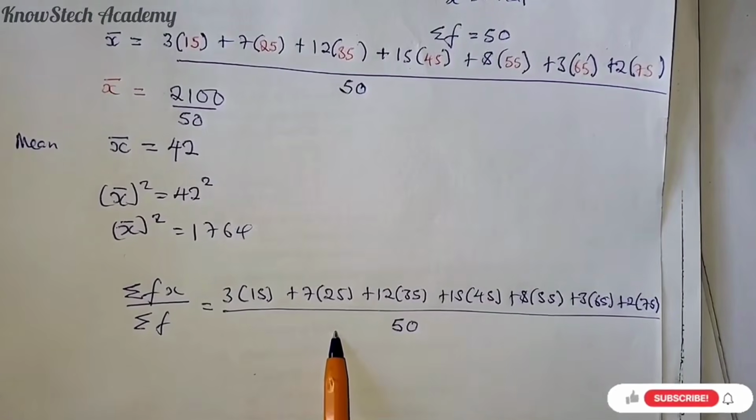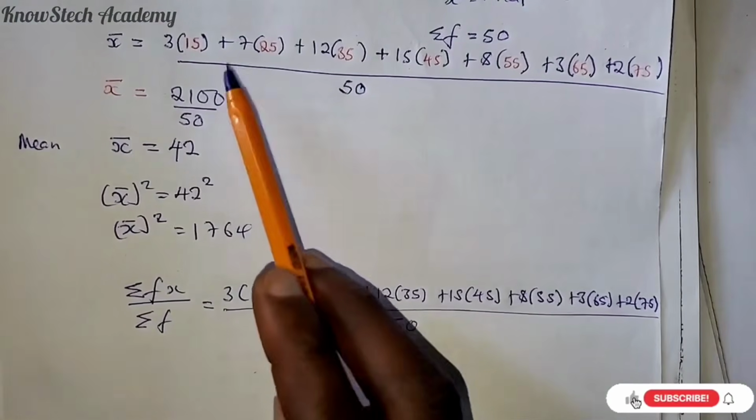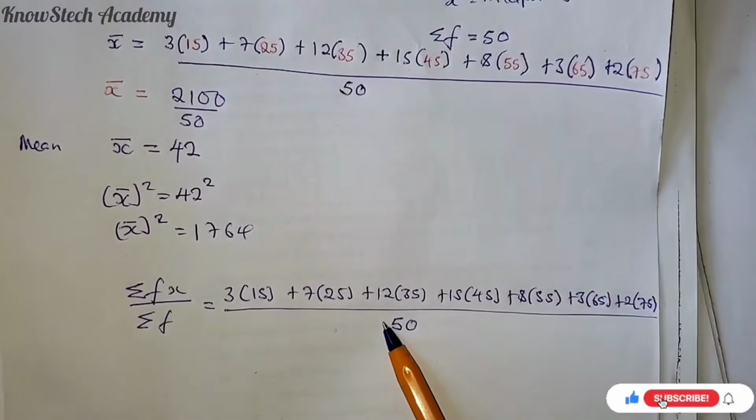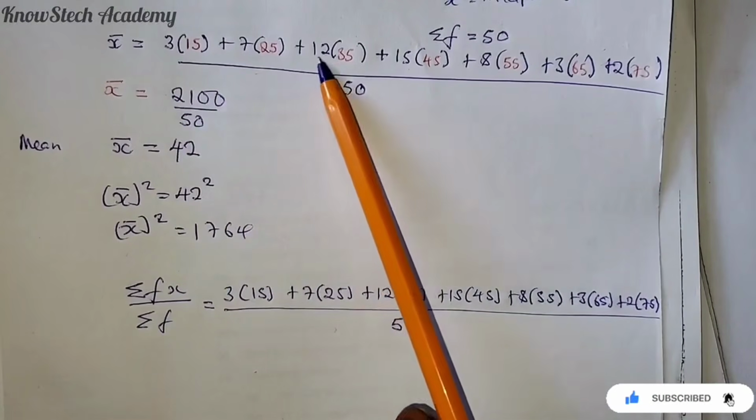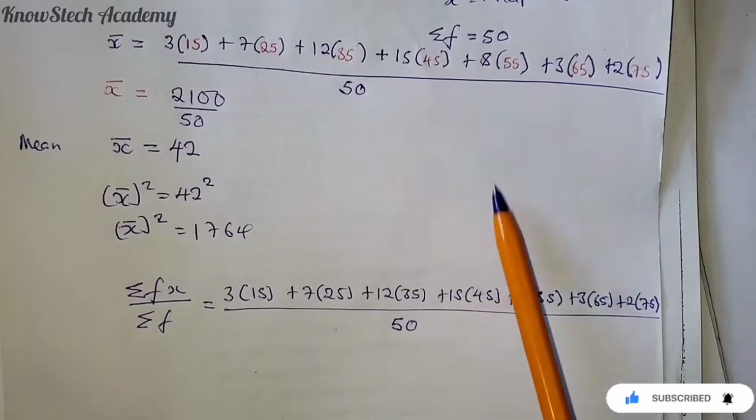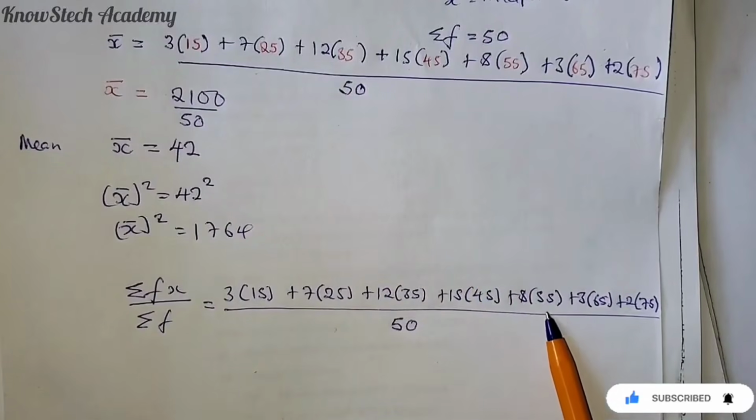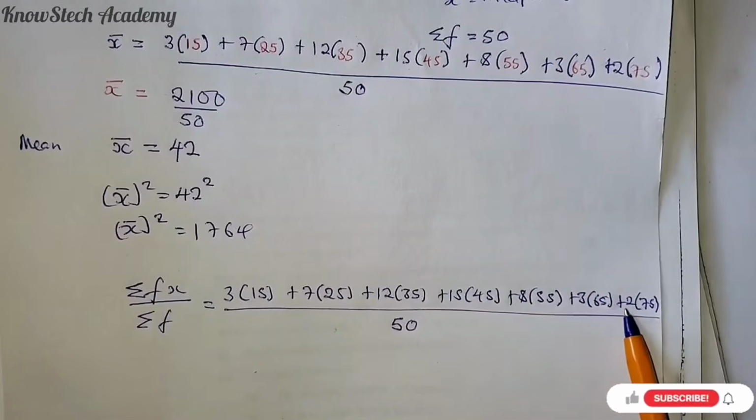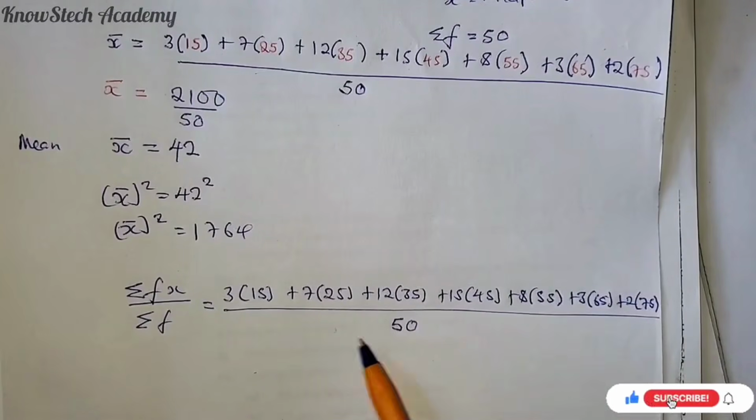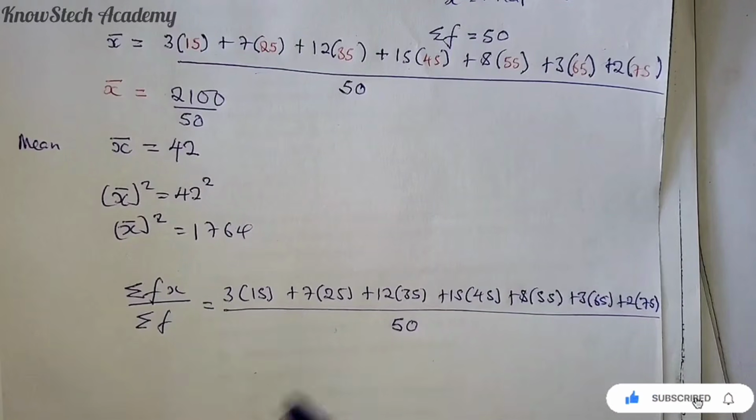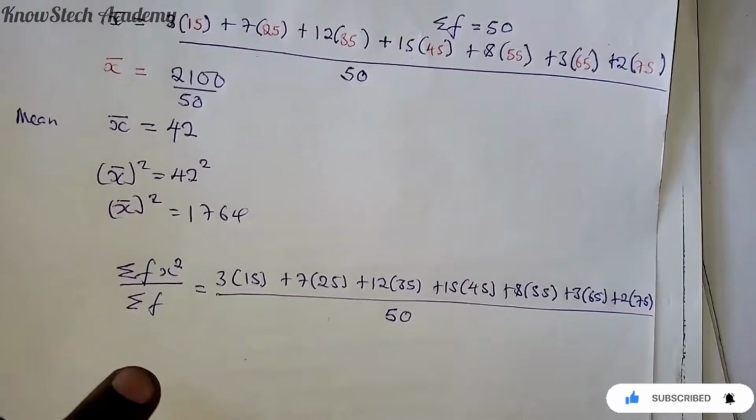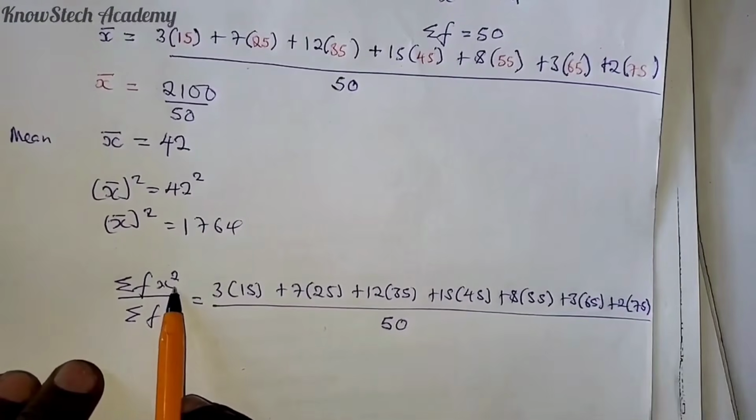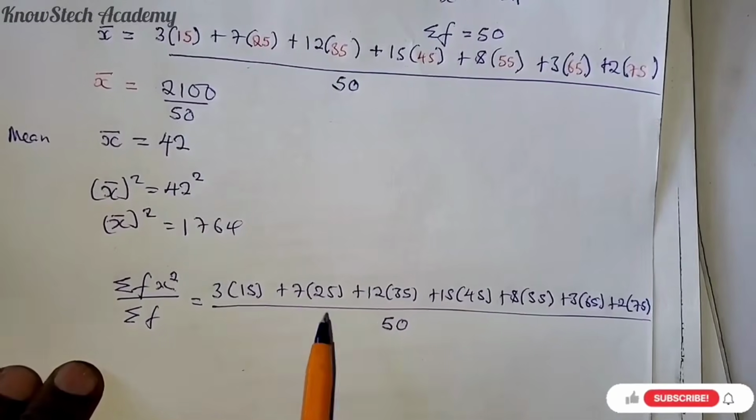Okay, so I've copied everything the way it is. If you look at the first one, it is 315, 725, 1235, 1545, 855, 365, 275 divided by 50. But this one is supposed to be squared. By the way, f of x is squared. So the x should be squared, the midpoint. So this is the midpoint here.